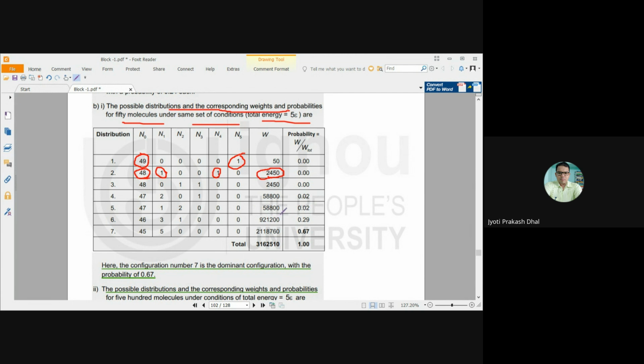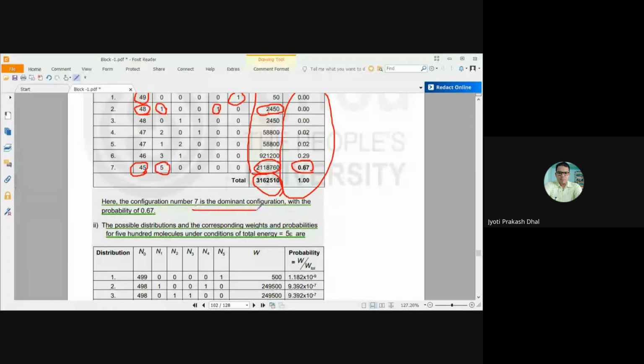If you find out the probabilities, the last distribution is that 45 molecules will be present at the 0 energy level and 5 molecules will be present at the epsilon energy level. The total energy will become 5 epsilon, and here the probability will be maximum, the W value will be maximum. You have to add these, you will find this is W total, and the corresponding probability is W by W total, that is 0.67. If you add all the probabilities, that will become 1. Here configuration 7 is the most dominant configuration with the probability 0.65.